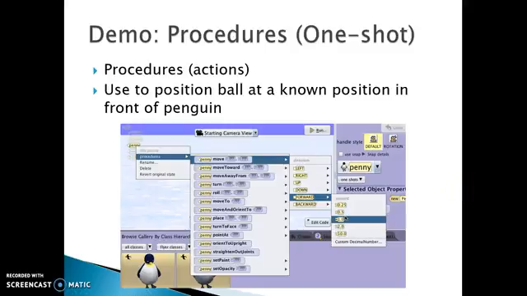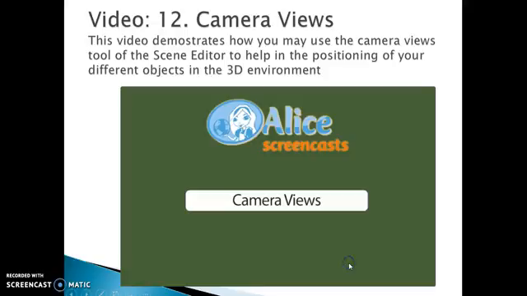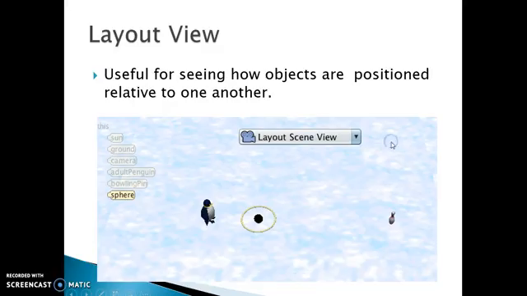Within the scene setup, you can use those procedures to actually move your penguin and your ball and your pin to certain places. For example, I guess he's called Penny. That's cute. Penny, for example, would move forward exactly 1 meter, and that would help you place it exactly. Camera views, you've done this, but if you want to watch another video, knock yourself out.